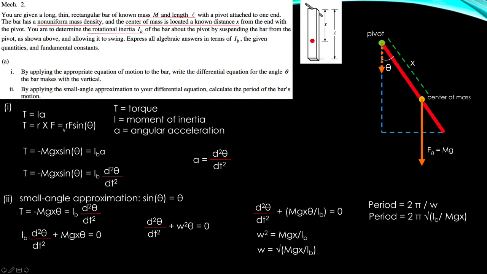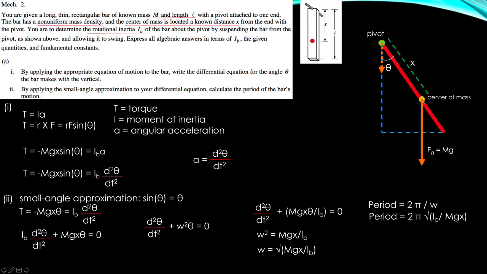So in this rF sine theta, r is the distance from the pivot point to the force. F is just the force. Theta is the angle between r and F. You can understand that better if you look at this diagram.